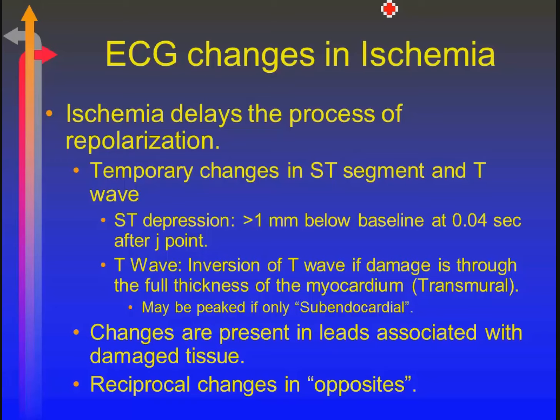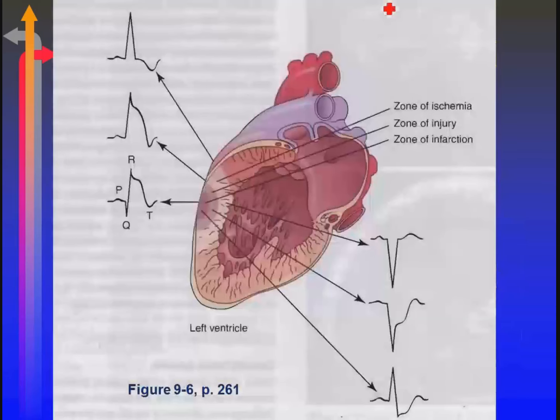We'll initially have that inversion of the T wave, but again, that typically isn't picked up on because we're not watching this on an ECG tracing while it's happening. And we said it's associated with the leads where the damage is, and in the opposite leads, which face the opposite side of the heart, you'll end up having reciprocal changes.